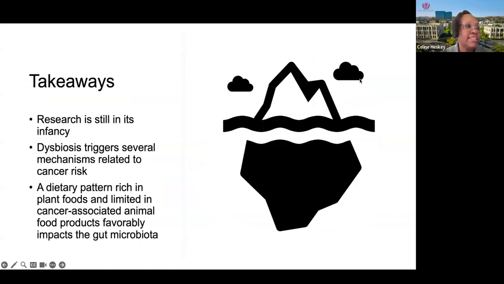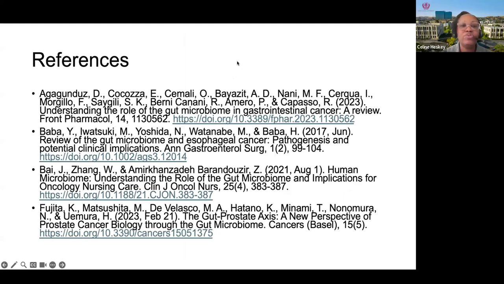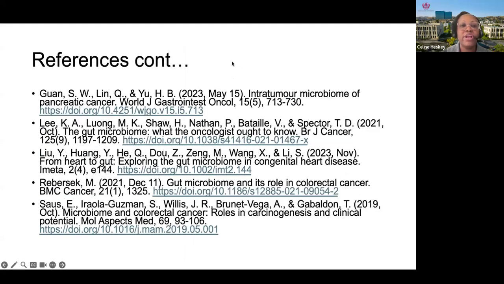So some of the takeaways include research is still in its infancy. Dysbiosis triggers several mechanisms related to cancer risk, so it's important to have a good balance of good bacteria versus bad bacteria, so to speak. And a dietary pattern rich in plant foods and limited in cancer-associated animal food products favorably impacts the gut microbiota. And for those of you who would like to do some more reading, I've included the references that I used for this presentation.